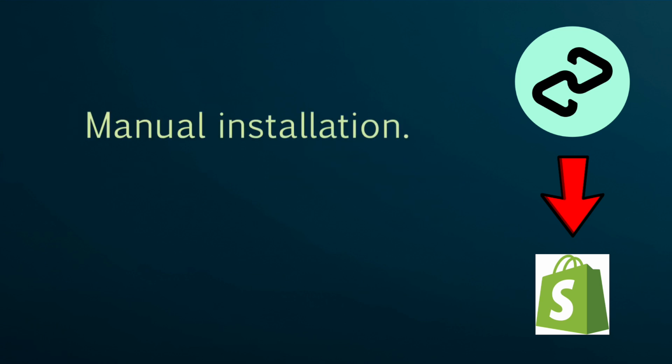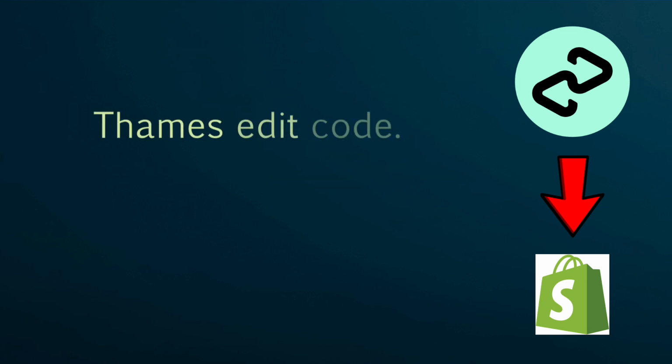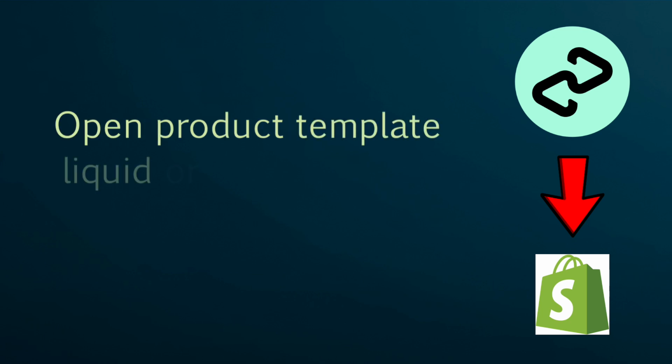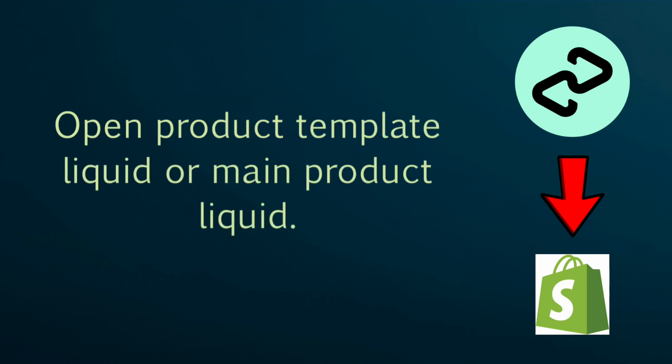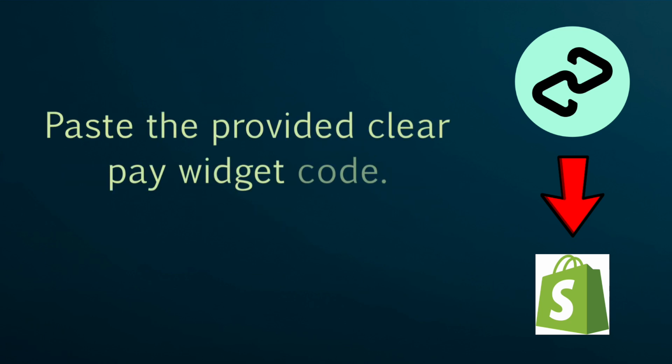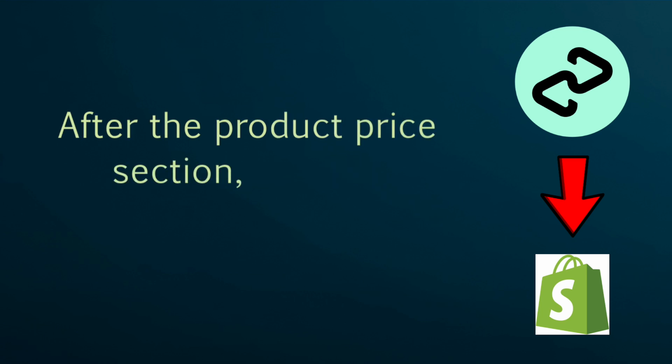Manual installation. Go to Online Store, Themes, Edit Code. Open Product Template Liquid or Main Product Liquid. Paste the provided Clearpay widget code after the product price section.